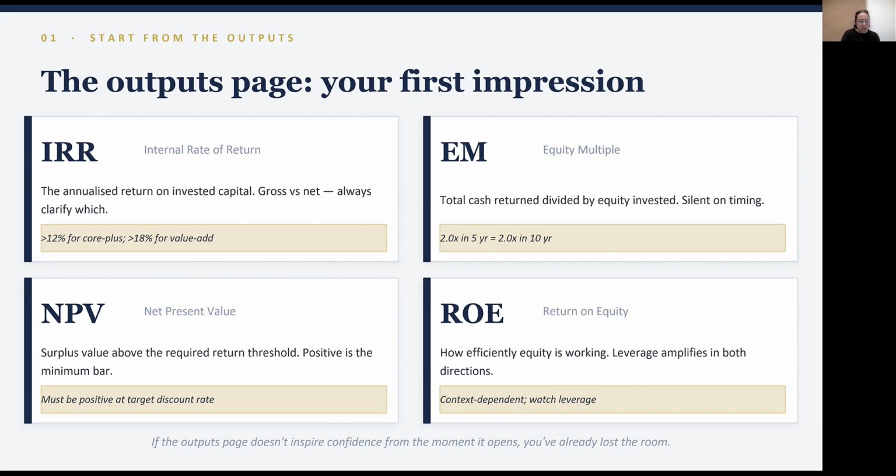We have the net present value, which is the surplus above the required return threshold. Positive is the minimum bar; it must be positive at the discount rate. The way to put it is that net present value is the same as your profit, except that it is discounted by a target rate. The idea is how much extra profit you have, taking into consideration the cost of capital, this target rate.